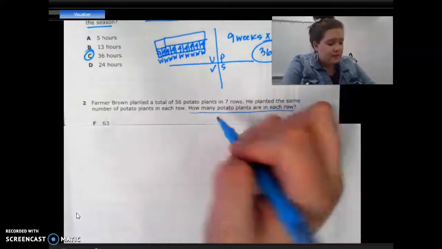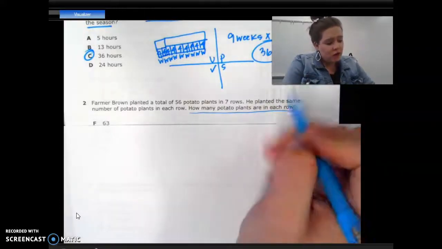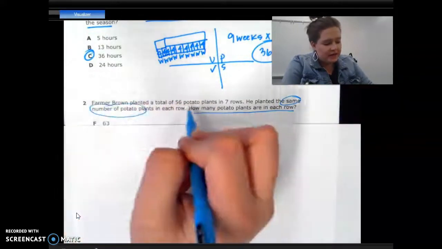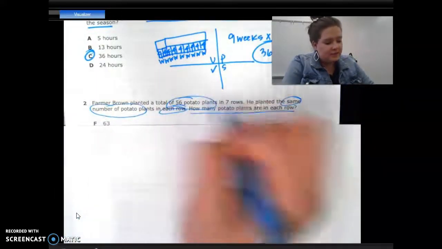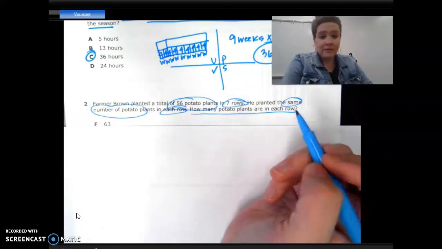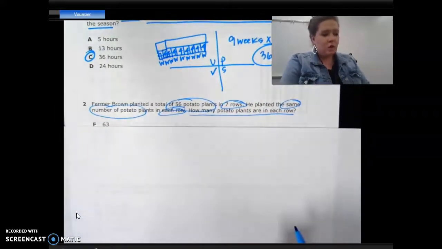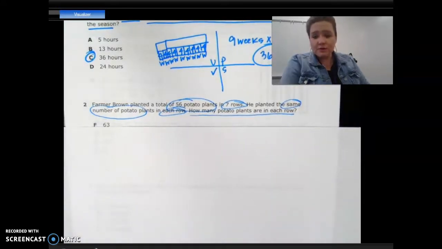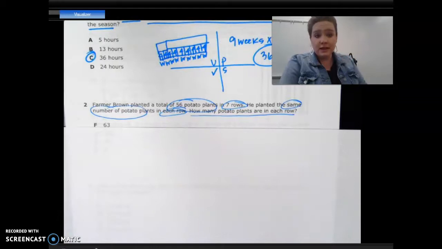I need to know something about potato plants in each row. I know he planted the same number of potato plants in each row. He has 56 potato plants and 7 rows. Okay? So when I'm working out this problem, I'm going to show you how to use the which operation chart.